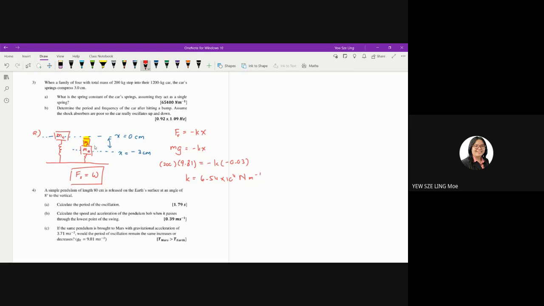We ignore the 1200 kg because now the compression is just caused by the 200, not 1400. Right? Soalan ini biasa anak pelajar salah sebab apa? Dia pergi guna mass keseluruhan. Now, let's look at questions B. Questions B is different than questions A.